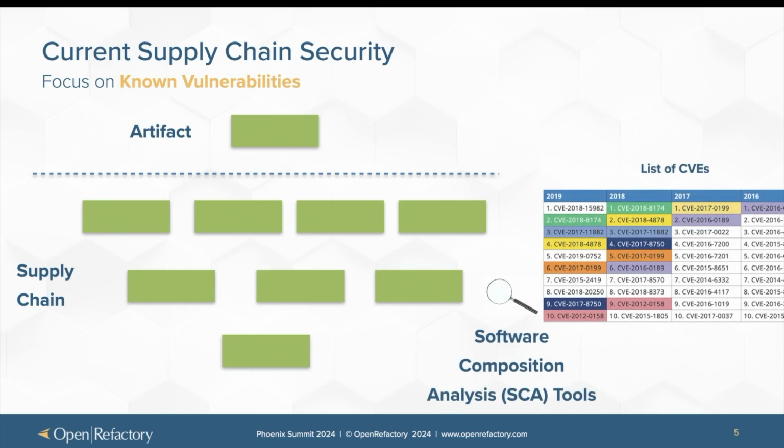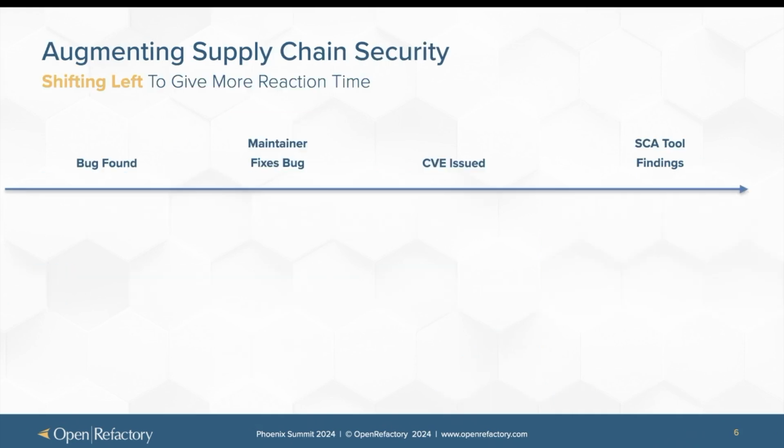Software composition analysis, or SCA tools, look at these supply chain dependencies, match if there is a vulnerability that is known in any one of these dependencies, and then report to you so that you update that dependency. That's pretty simple. The problem of the SCA tools is that they only rely on known vulnerability data.